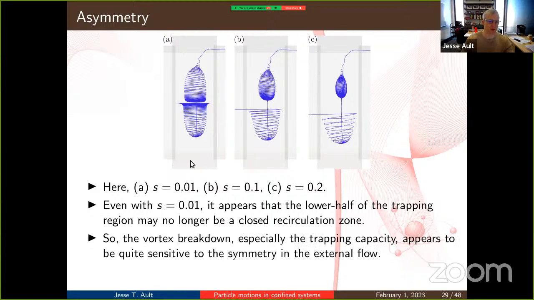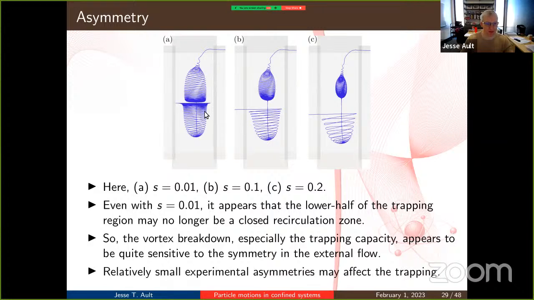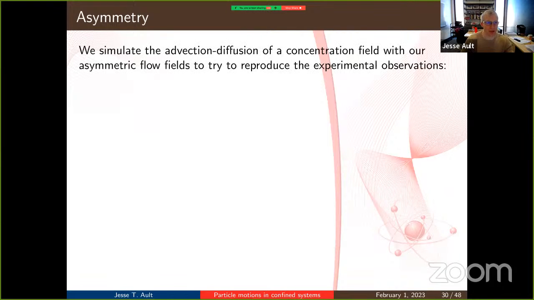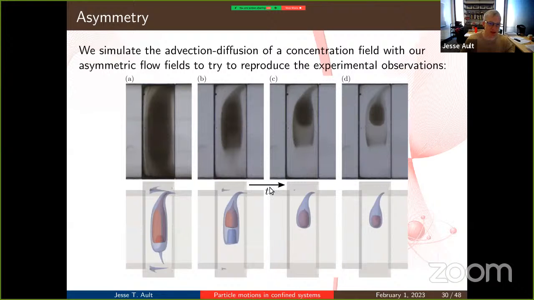So in that case, the flow does appear to be pretty sensitive to asymmetry, especially if you think about the trapping capacity, which is, I guess, the volume of the total vortex breakdown regions. And so relatively small asymmetries may affect the trapping quite a bit. So what we did was we simulated the advection diffusion of a concentration field with our asymmetric flow fields to try to reproduce the experimental observations. And you can see that these actually match the experiments pretty well.